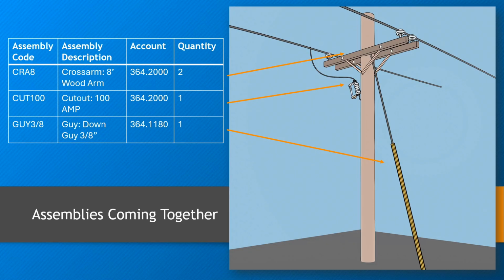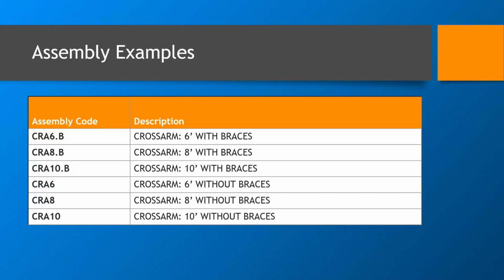Now let's look at a pole with all of the assemblies on it. We can see that this pole has 2 assemblies for crossarms, 1 assembly for cutouts, and 1 assembly for a down guy. Assemblies allow you to track multiple different types of material associated with different account numbers easily and quickly. Here are some more assemblies detailed below. We can see that each has unique codes with a longer description that gives more information about the assembly that a user can use to help pick the right one.